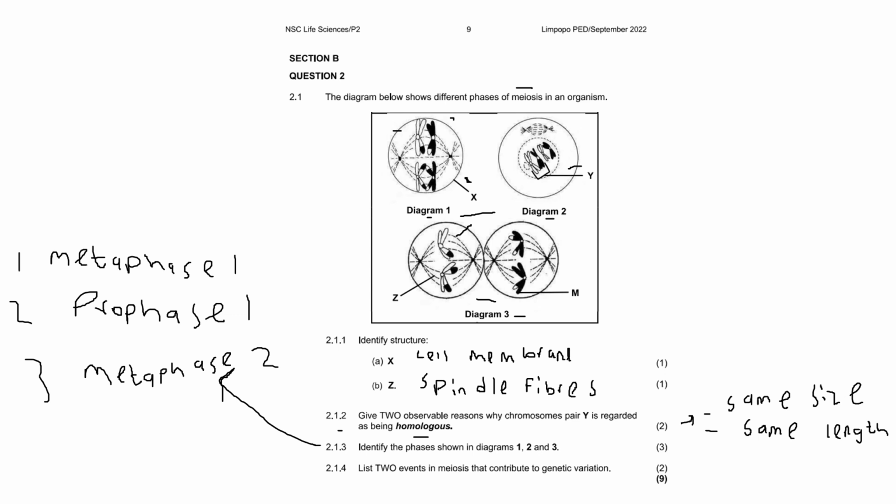List 2 events in meiosis that will contribute to genetic variation. That will be crossing over, which occurs in prophase 1, as well as random arrangement of chromosomes, because the chromosomes are arranged differently. Those are the 2 ways that will cause genetic variation.